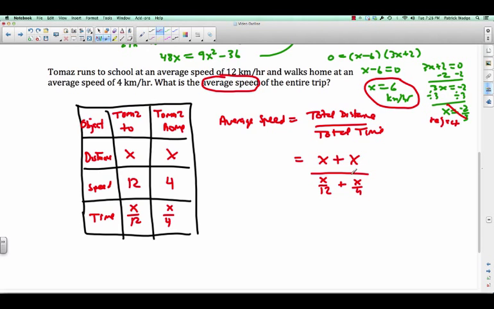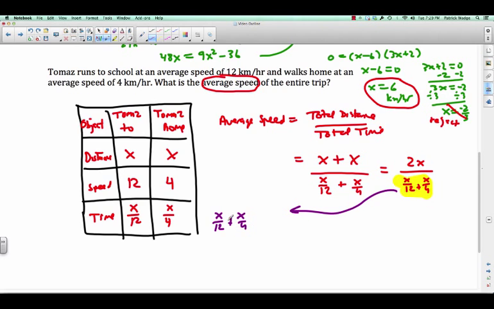Okay, we can solve that. The top is very easy, isn't it? x plus x is 2x, so we have 2x over x over 12 plus x over 4. Why don't we just take this bottom part and solve that. We'll figure out what that equals, and then we'll do the division here. So maybe I'll rewrite that over here. So I get x over 12 plus x over 4.